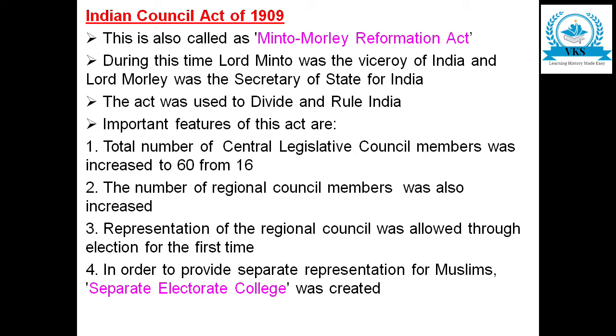So the Indian Council Act of 1909 was also called the Minto-Morley Reformation Act. During this time, Lord Minto was the Viceroy of India and Lord Morley was the Secretary of State for India. This act was used to divide and rule India. Now let us see the important features of the act. The total number of Central Legislative Council members was increased to 60 from 16. The number of regional council members was also increased. Representation of the regional council was allowed through election for the first time. In order to provide separate representation for Muslims, a separate electorate college was created.